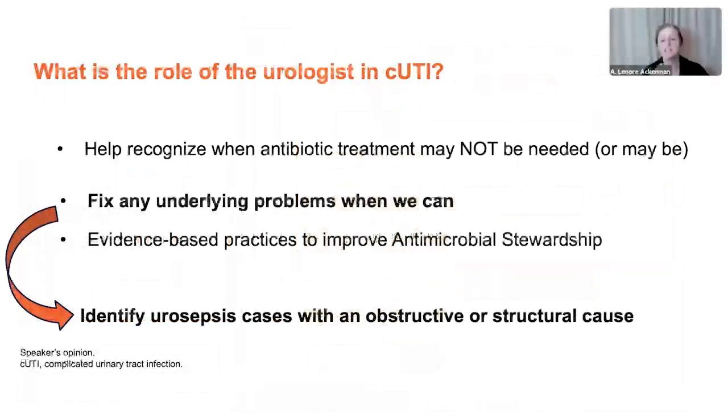So that gets us to the next thing in the list: what is the role of the urologist. And that really, I think, is where only we can play this role. Our biggest job in these patients is to fix the underlying problems where we can. If there is a patient who has developed urosepsis with a cause that is either obstructive or structural, and we can intervene on that, that is where we need to play the most active role in the management of these patients. Next slide.